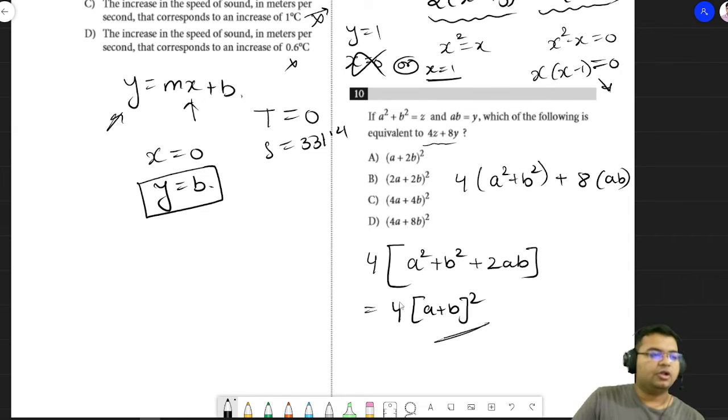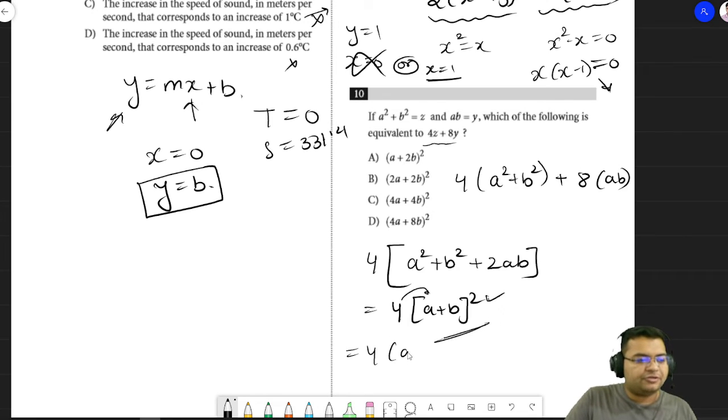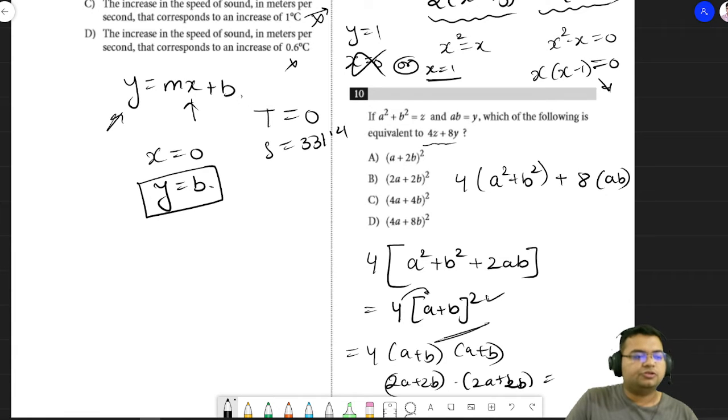Or also, if I want to send this 4 inside the whole square, it will become a 2, because there's a square. So basically it is written as 4 times a plus b into a plus b. Now I want to equally distribute 4 among a plus b and a plus b. So basically I will send a 2 to both of them. It will become 2a plus 2b and 2a plus 2b. So this will result in 2a plus 2b whole square.